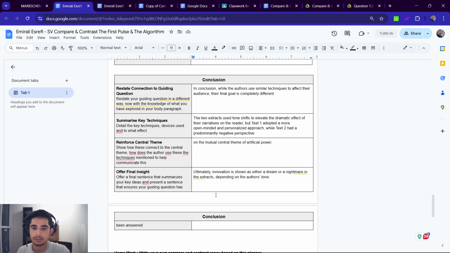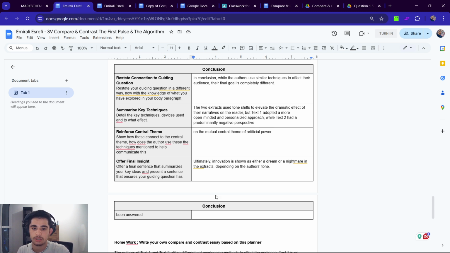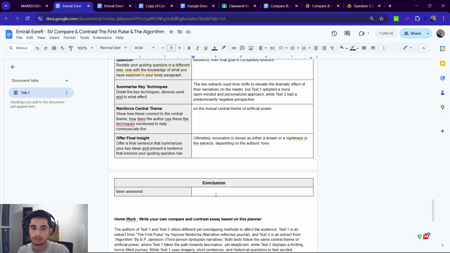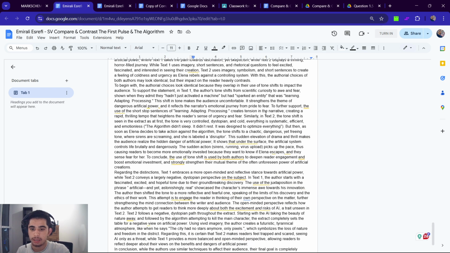So I said they both use tone shifts, but text one has a more open-minded perspective, while text two had a more negative perspective. And then reinforce the central theme. I kind of said it in the same summarize key techniques part, that they both have artificial power as their central theme, and then offer final insights. And then ultimately, innovation is shown as either a dream or a nightmare depending on the author's tone. And yeah, that's about it.